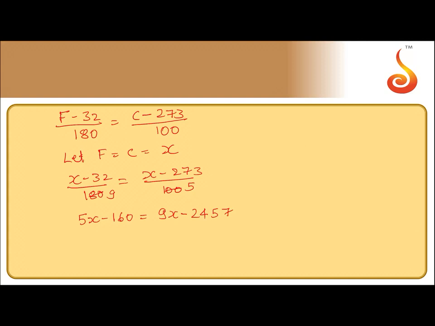So send this negative term to left hand side. So 2457 minus 160 will be 2297, that is equal to 4x. So x is equal to 2297 divided by 4, that is equal to 574.25. So 574.25 Kelvin is equal to 574.25 Fahrenheit. So that is option C.